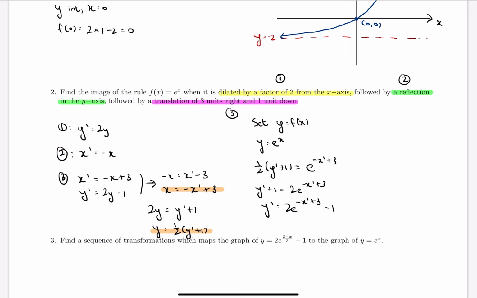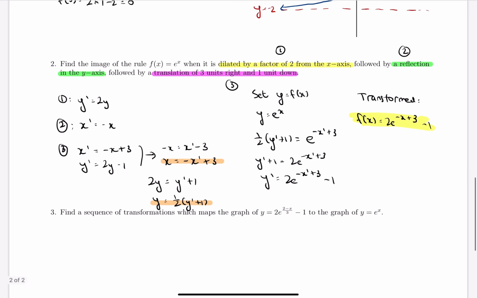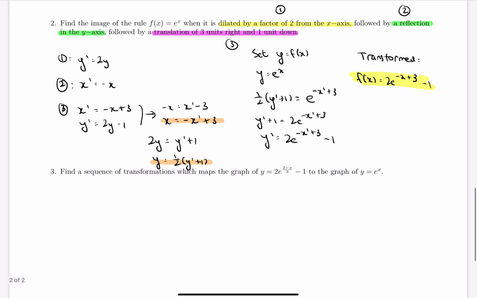But remember, you just want to not write it with primed notation anymore. You want to write it as a function. So your transformed function would be f of x equals 2e to the minus x plus 3 minus 1. All right, and this is your final answer. Hopefully that makes sense. So let's have a look at the last question as well.